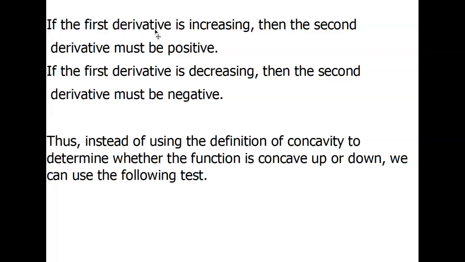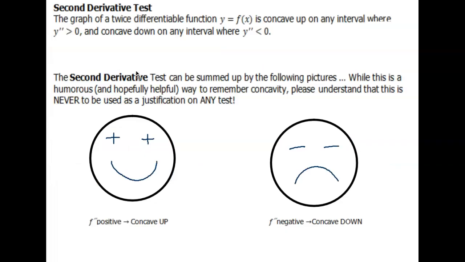So if the first derivative is now increasing, then our second derivative is positive and the original is concave up. If the first derivative is decreasing and the second derivative is negative, then the original is concave down. So instead of using the definition of concavity to determine whether a function is concave up or concave down, we can use an application of the first derivative test on the first derivative. So we call this the second derivative test.